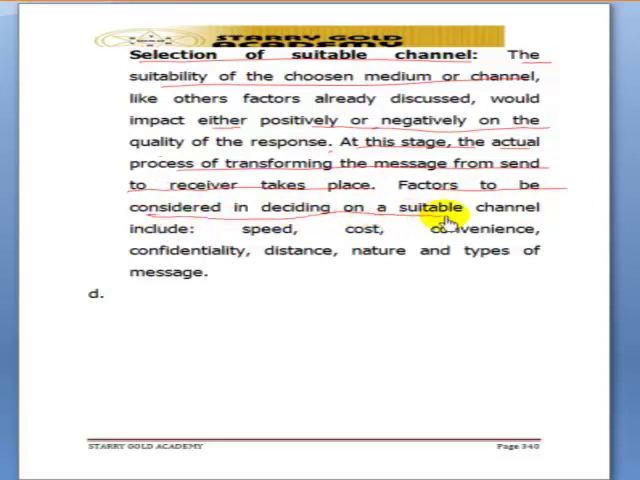What are the factors we consider in deciding on a suitable channel? You talk of the speed. Take for example, if you are writing to someone in America, or you want to speak with someone in America. In those days, we probably might need to wait for months until the person that travels comes back.